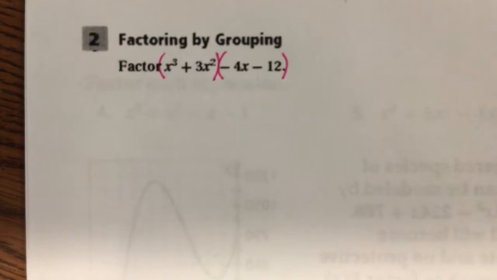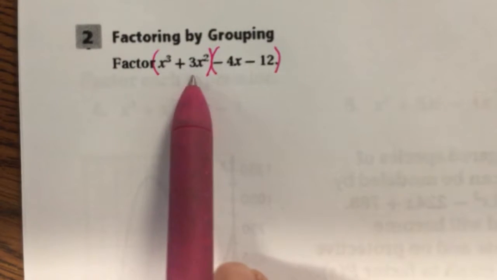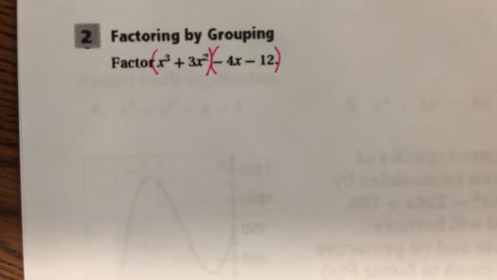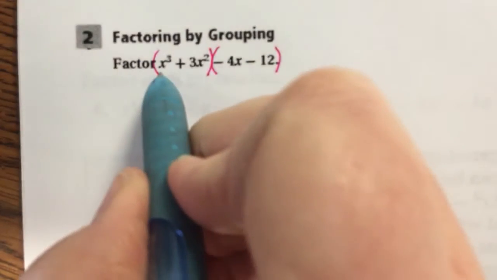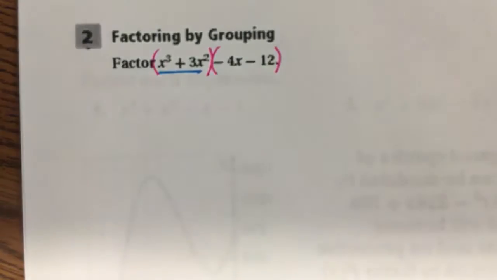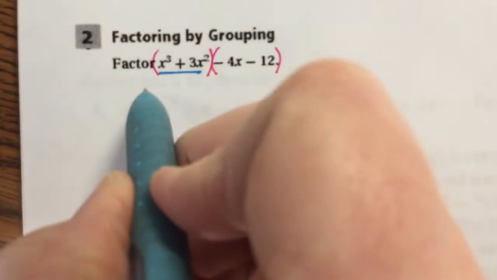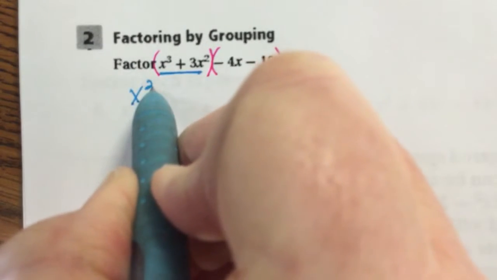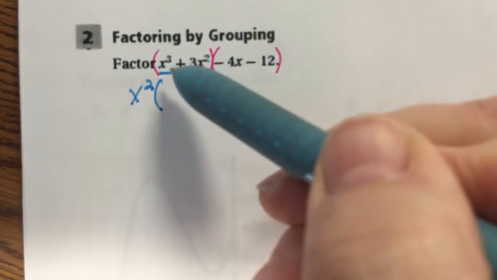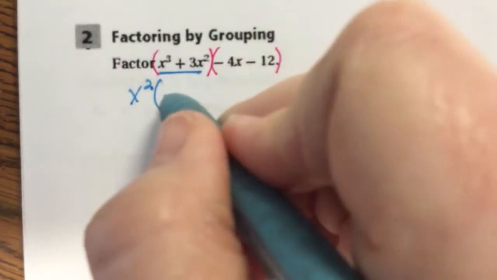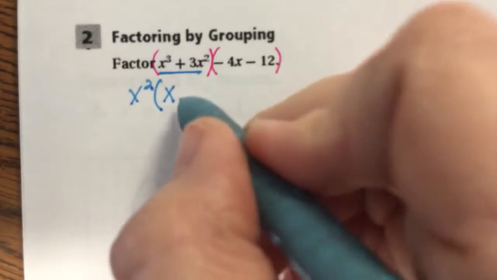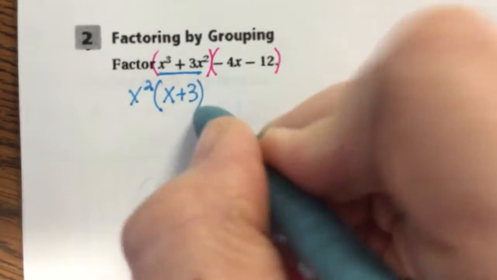So what I'm looking for here, the first thing is to find something common in every term in this first one, okay? So just by looking in this first one, what I see as common is there's an x in every one of those terms in this first one. And actually not just an x squared. So I'm going to pull my x squared out. And what does that leave me with? X cubed divided by x squared is going to leave me x. 3x squared divided by x squared is going to leave me with a 3.